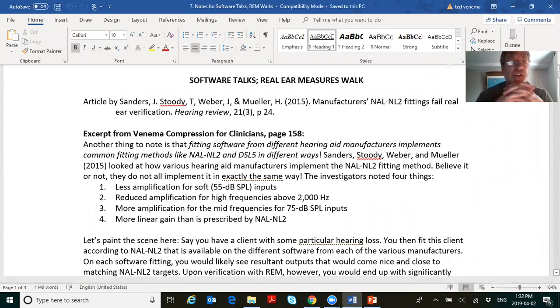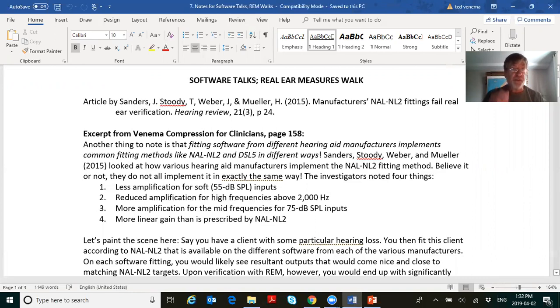And there's an article in 2015, a great little article by Sanders, Stuedi, Weber, and Mueller. And it's called Manufacturers' NAL-NL2 Fittings Fail Real Ear Verification. Hearing Review, 21-3, page 24.